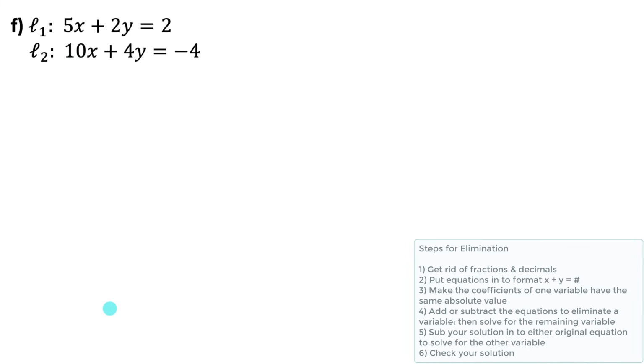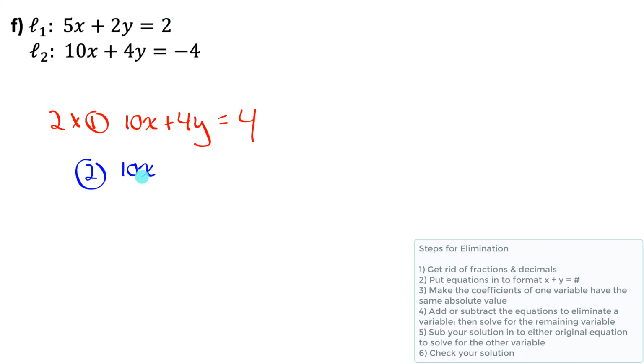But something unique is going to happen with this one. To make the x in equation 1 have a coefficient of 10, just like equation 2, I'm going to need to multiply it by 2. So 2 times equation number 1 will give me 10x plus 4y equals 4. Notice all three terms got multiplied by 2. Equation number 2 can stay as it is because its x already has a coefficient of 10. Notice when we made the x's get the same coefficient, the y's also ended up getting the same coefficient.